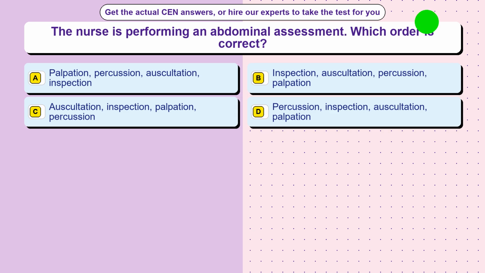Question 21. The nurse is performing an abdominal assessment. Which order is correct? Option A, palpation, percussion, auscultation, inspection. Option B, inspection, auscultation, percussion, palpation. Option C, auscultation, inspection, palpation, percussion. Option D, percussion, inspection, auscultation, palpation.